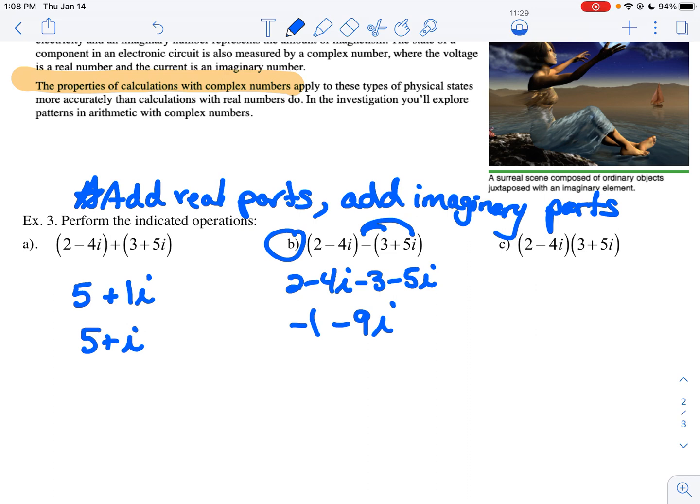All right, letter C. On this one, you're going to FOIL. Okay, FOIL. You're going to do the first. 2 times 3 is 6. The outer is a positive 10i. The inner is a minus 12i. And the last is minus 20i squared. One more time, I FOILed. I did the first, the outer, the inner, the last.